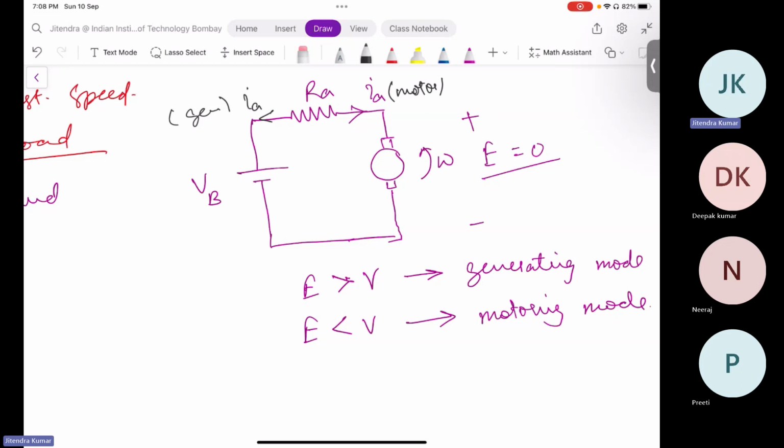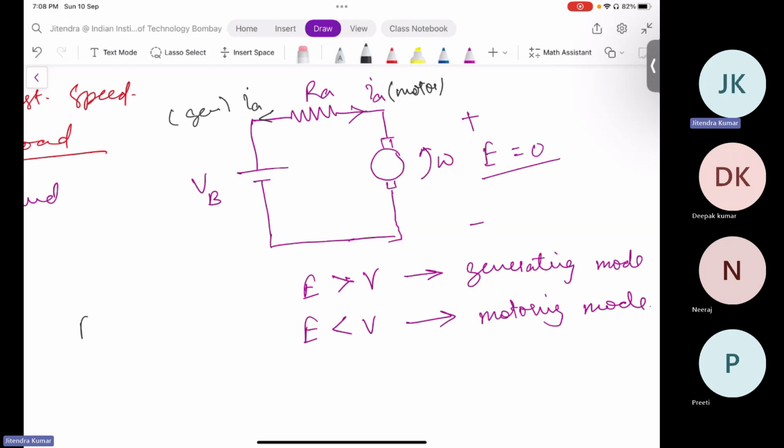So that is how you decide, right? In which mode it is working. Okay, sir. So to calculate this EG. Yes, sir.